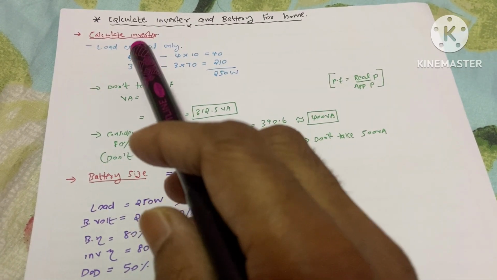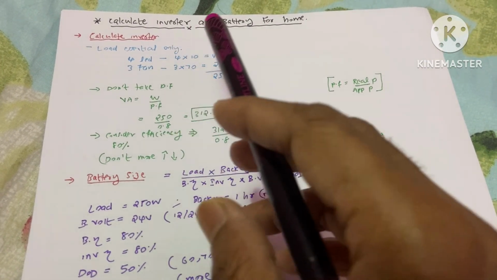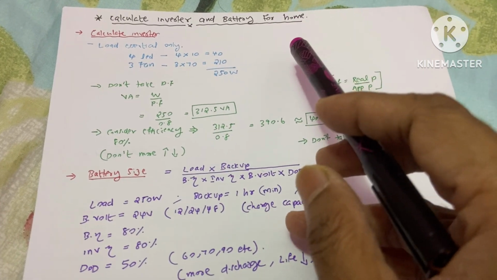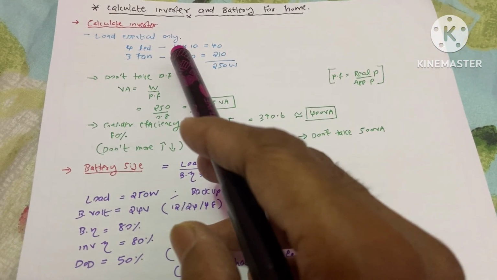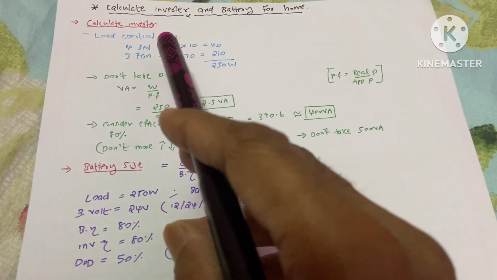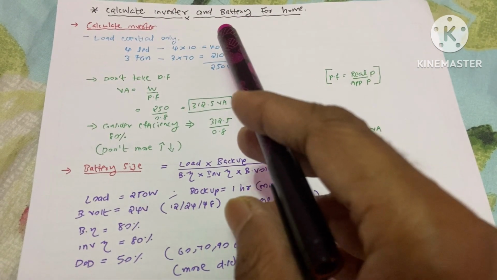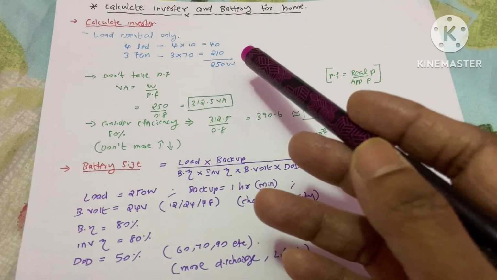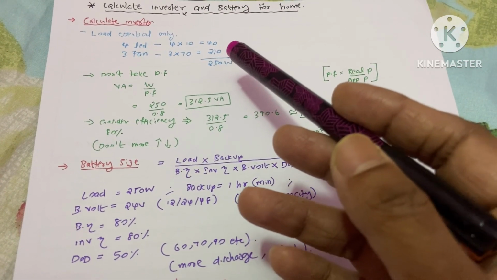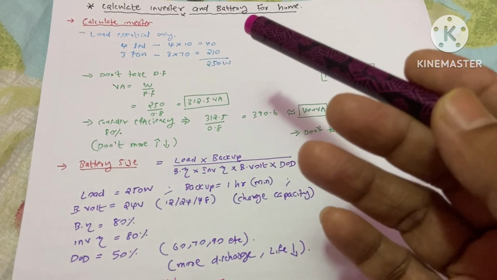Today's topic is how to calculate the inverter and battery for a home. I'm taking here only the essential load because we are using the inverter only during the loss of our main power. If you use more loads, then your inverter size will become very high.